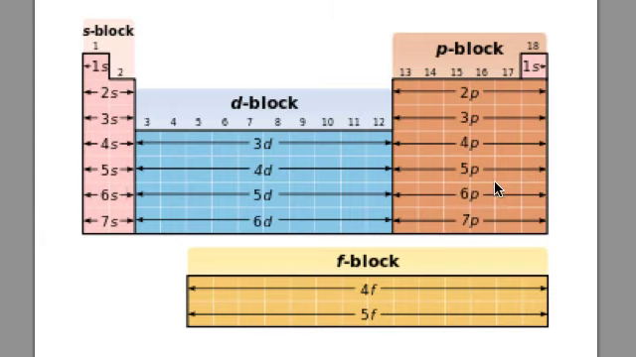Over here, after the s block, I think about the p block. 2p1, 2p2, 2p3, 2p4, 2p5, 2p6. So these elements are filling in their 2p orbitals with electrons, and we call those outer electrons the valence electrons.